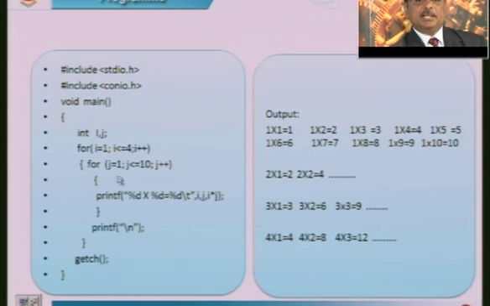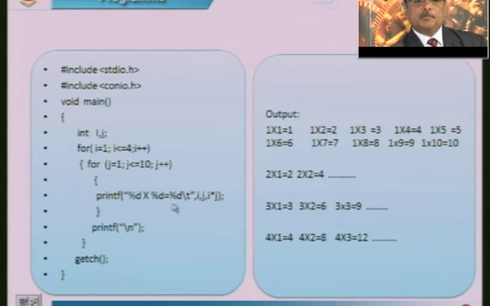So, j is initialized to 1, and it prints printf "%d * %d = %d", i, j, i star j. i value is initially 1, j value is 1, 1 into 1 is 1. This is how you get the first output.